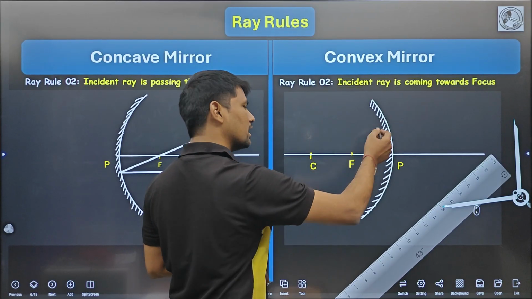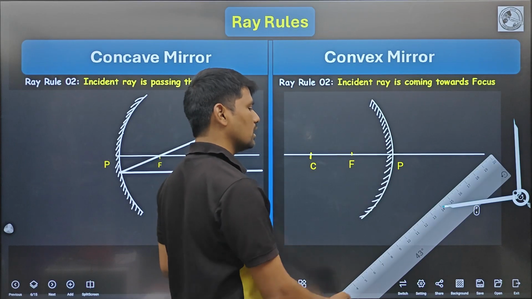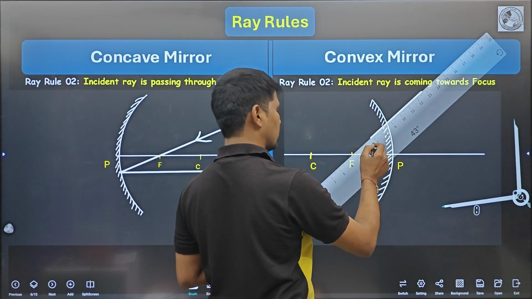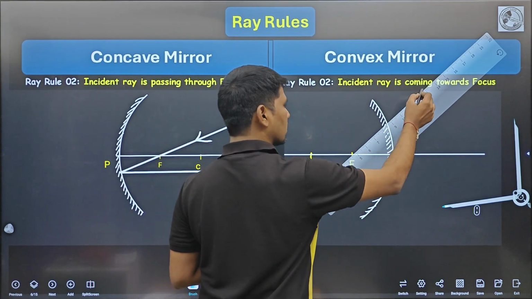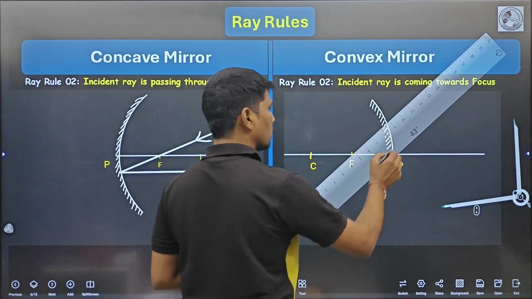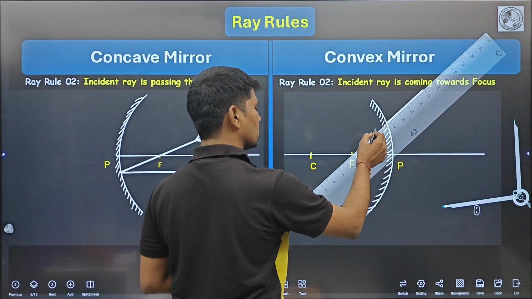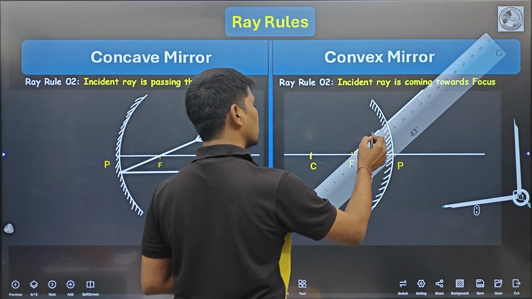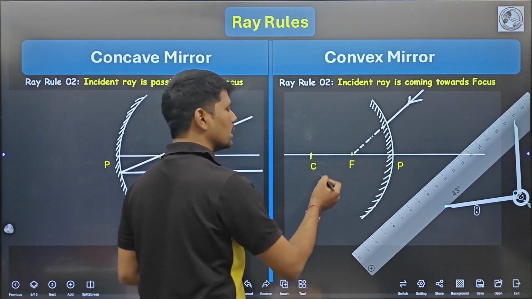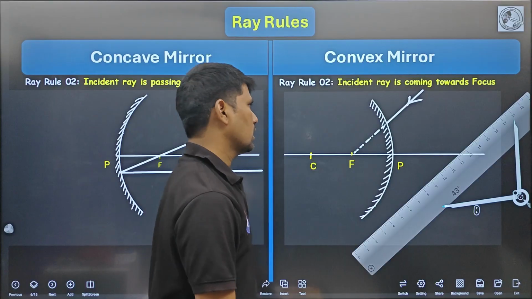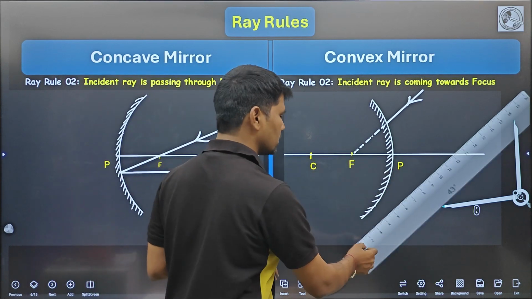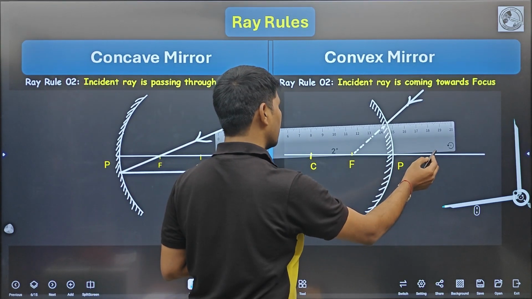Next one, incident ray is coming towards focus. Why? Because it may not enter into the mirror. Here the mirror stops the light ray. So the incident ray direction is coming towards the focus. If there were no mirror, it would go through the focus, but there is a mirror. The mirror is stopping the incident ray going towards the focus. After reflection, parallel to the principal axis.